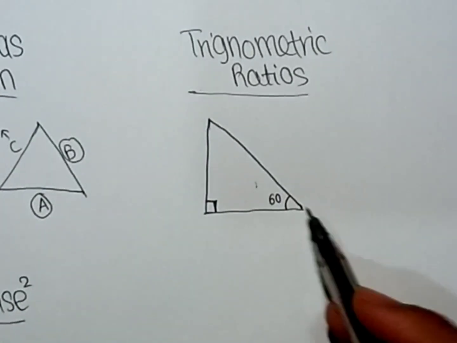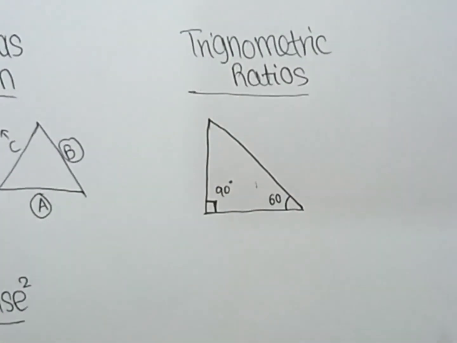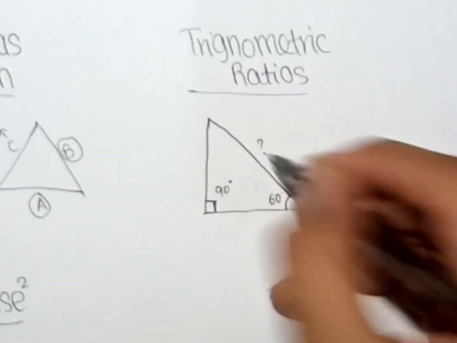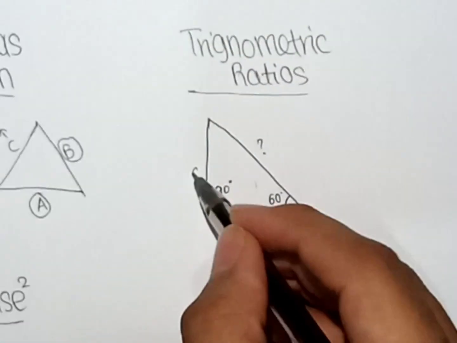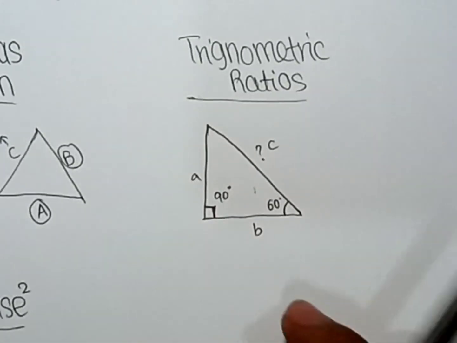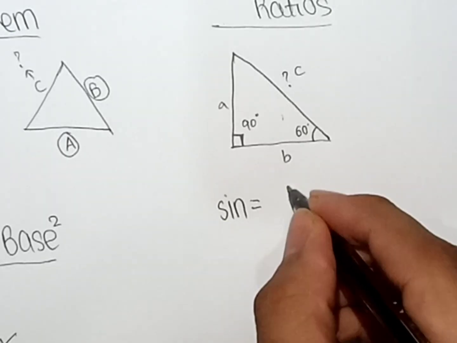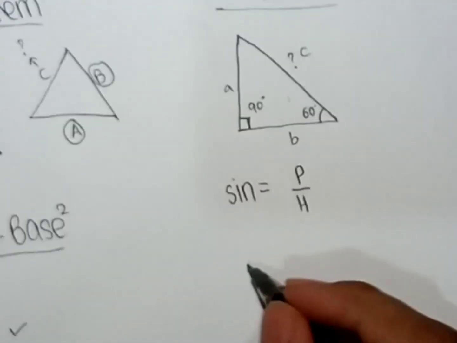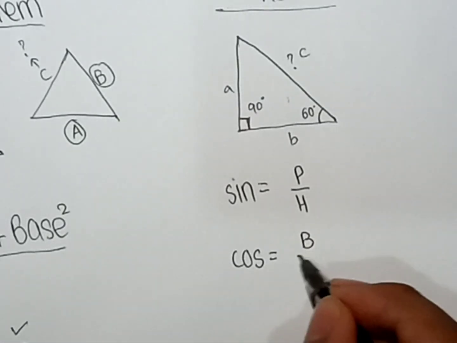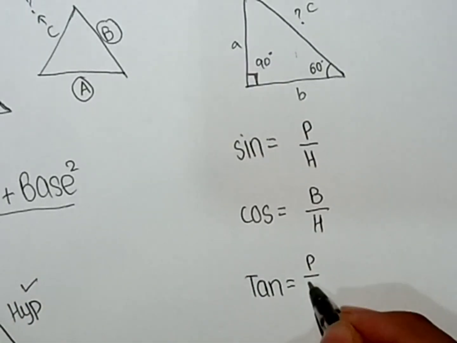Now for suppose they have given you a triangle with a 90-degree angle and a 60-degree angle, and they ask you to find out what this length is. Obviously they have given you A and B and asked you to find C. Now you can apply the trigonometric ratios. What are the trigonometric ratios? Sine is equal to perpendicular upon hypotenuse. Cos is equal to base upon hypotenuse, and tangent is equal to perpendicular upon base.